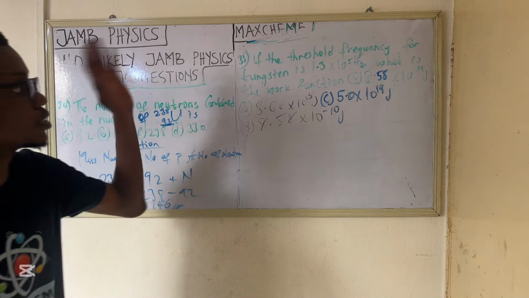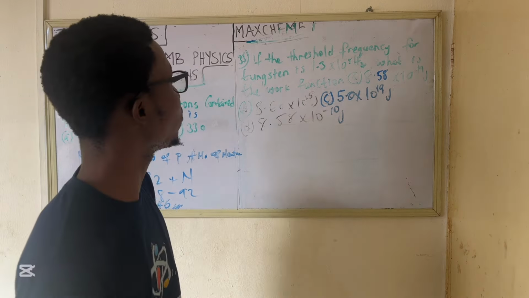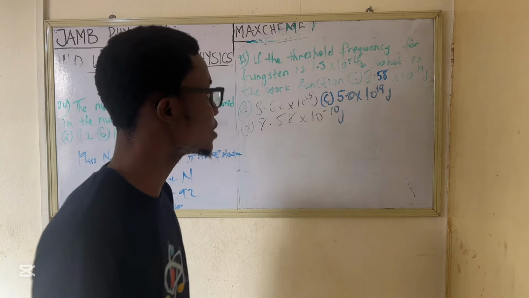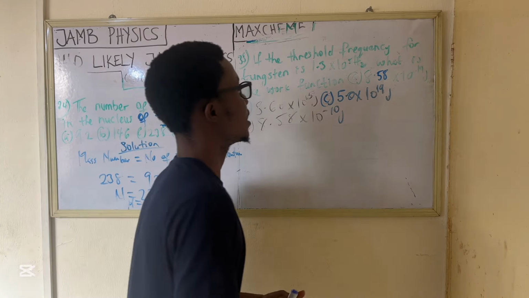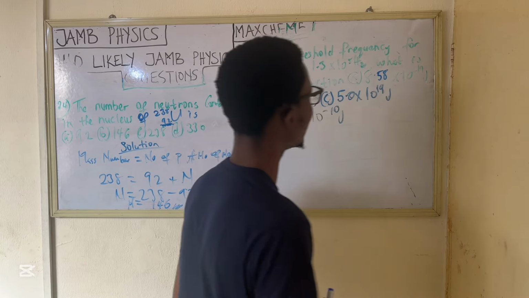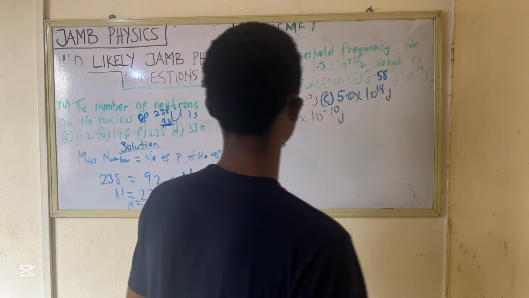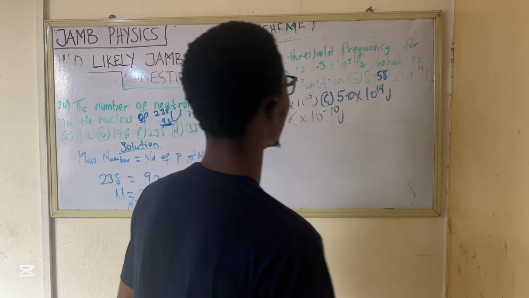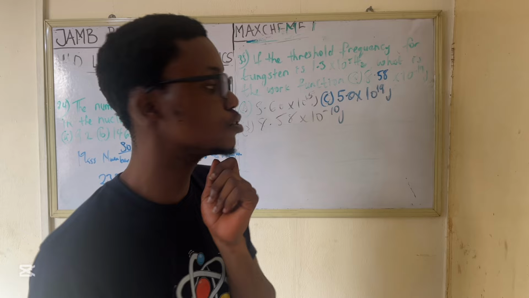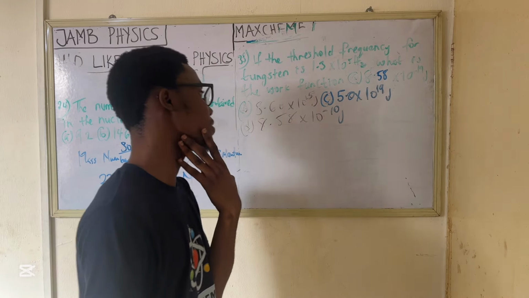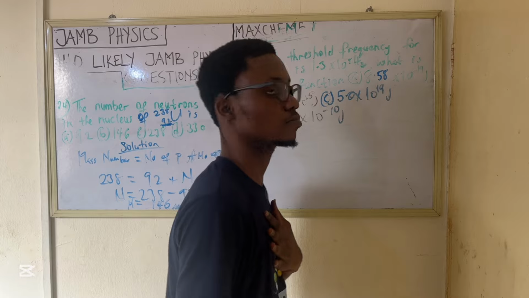So question 35. If the threshold frequency for tungsten is 1.3 times 10 raised to the power 5 Hertz, what is the work function? A, 8.58 times 10 raised to the power minus 19 joules. B, 8.60 times 10 raised to the power 15 joules. C, 5.0 times 10 raised to the power 19 joules. D, 8.58 times 10 raised to the power minus 10 joules.